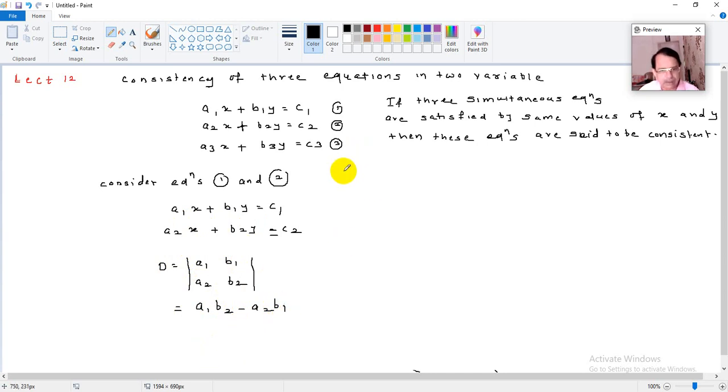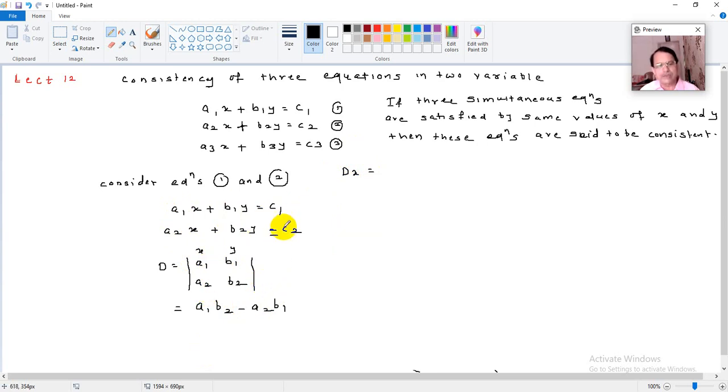ठीक आहे. त्याच्यानंतर dx काय होणार बघा. आता तुम्हाला माहिती आहे की हे सर्व जो पहिला कॉलम आहे तो x चे कोएफिशिएंट्स आहेत. बघा ना, x चे कोएफिशिएंट्स काय आहेत बघा, a1 a2, y चे आहेत b1 b2. सो दॅट इज सेकंड कॉलम. सो इफ आय वॉन्ट टू फॉर्म dx, I replace column of x by equal to terms.